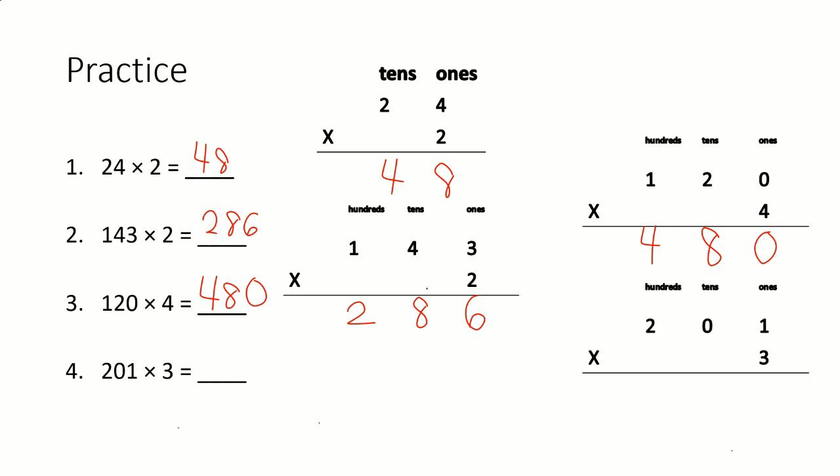Last question. 201 multiplied by 3. 1 multiplied by 3 gives us 3 ones. Next, we go on to the tens place. 0 tens multiplied by 3 gives us 0 tens. And 200 multiplied by 3 gives us 6 hundreds. So 201 multiplied by 3 gives us 603.